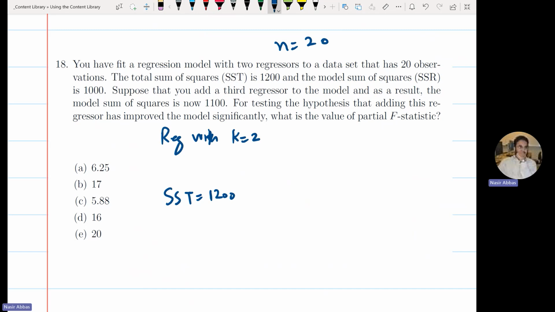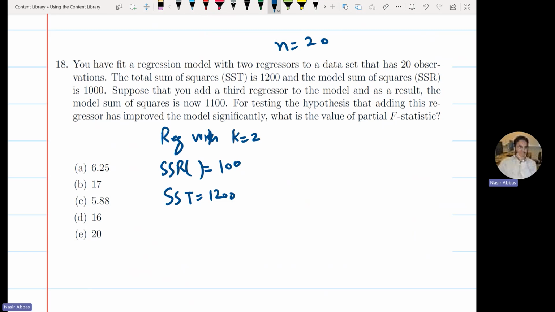Again, to make things easier for you, in brackets they told you that it is SSR, but what if they don't tell you? The model sum of squares is the regression sum of squares. What is SSR? 1000. I left some space here. I will tell you why.